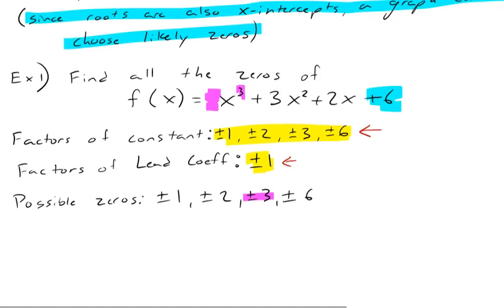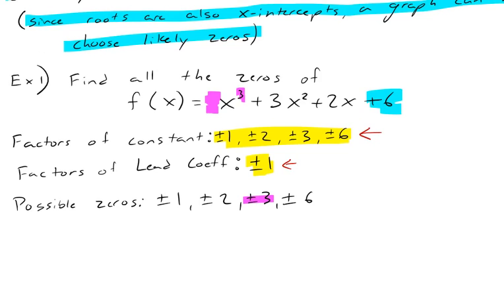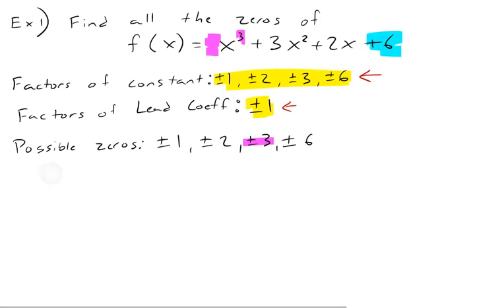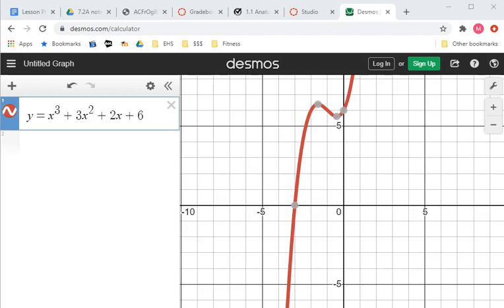However, it says, since roots are also x-intercepts, a graph can help choose likely zeros. Let me show you what that means. So I typed in my polynomial, which was x cubed plus 3x squared plus 2x plus 6, into desmos.com/calculator. And I'm looking along this line here to see numbers that come close to what I have. And really it's only this one here, which is a negative 3.